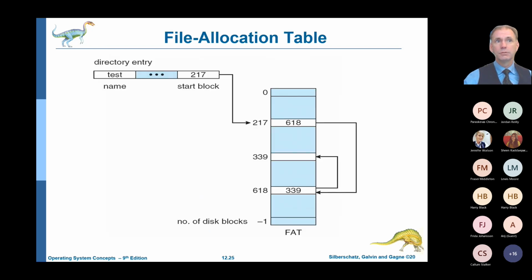File allocation table doesn't bother with the end block, it just has a start block. Same idea, it says go to 217 because that's the first one, and that's got a link to 618, which is a link to 339, and then it stops. But there's no link back. So a file allocation table method can't tell if you haven't got the whole file. Okay, everyone happy with that before we move on to more complicated methods?